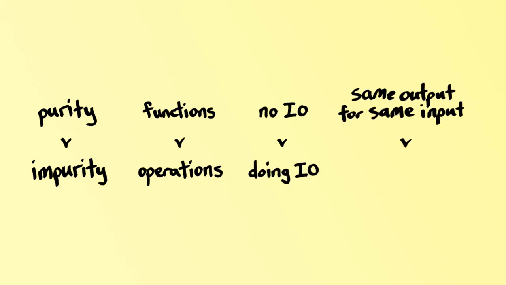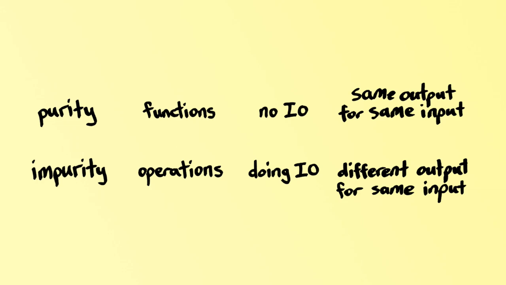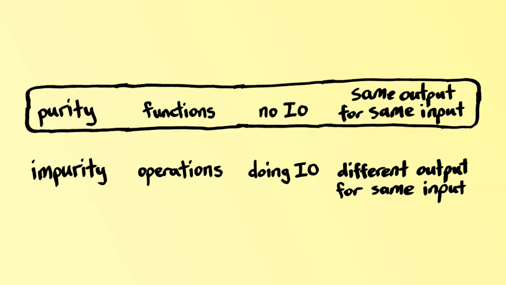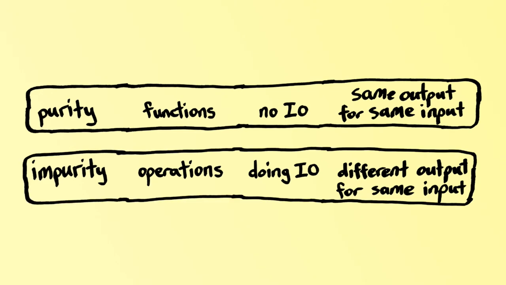Let's draw some definitions now. To a first approximation, these four distinctions are all the same: purity versus impurity, functions versus operations, no I/O versus doing I/O, and same outputs for same inputs versus different outputs for same inputs. So purity means functions, it means stuff that stays interacting within a program, and it means parts that always have the same outputs for the same inputs. Impurity means I/O operations, the kind that reach outside the program, and the kind that have no guarantee of giving the same outputs for the same inputs.